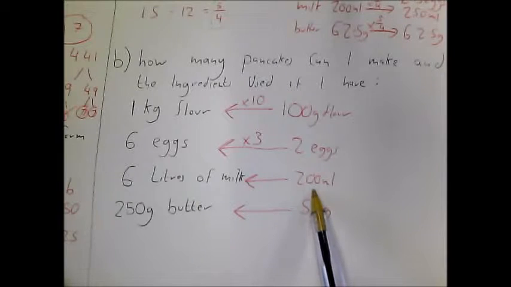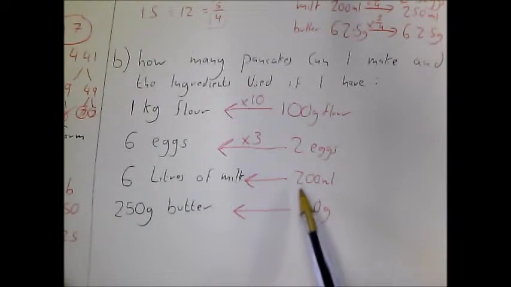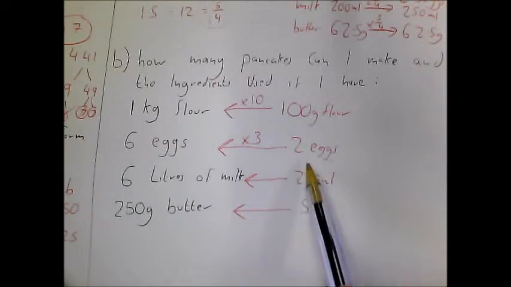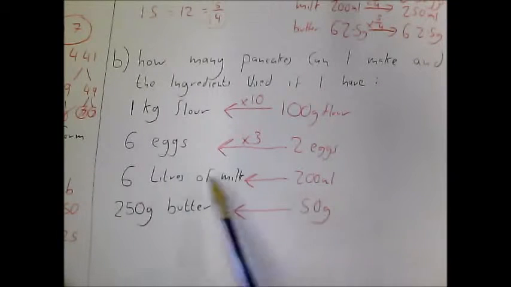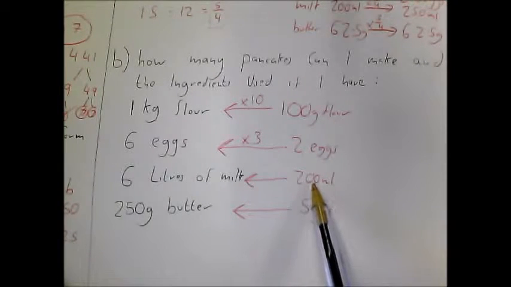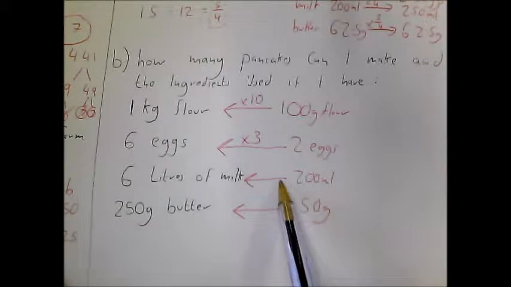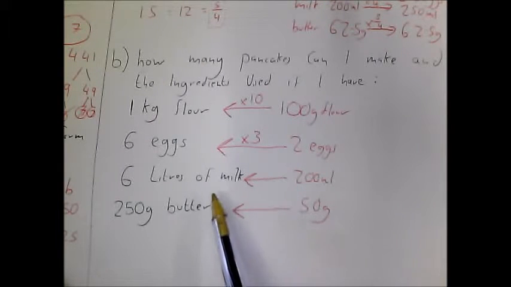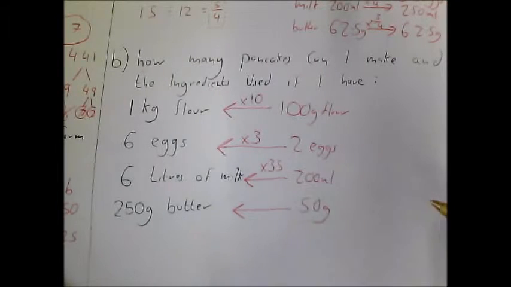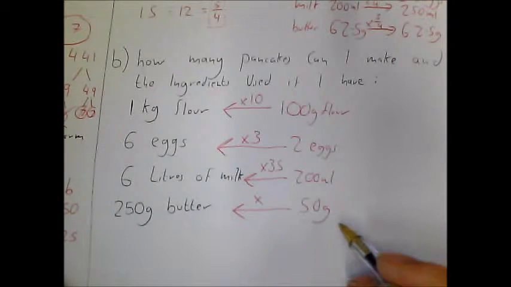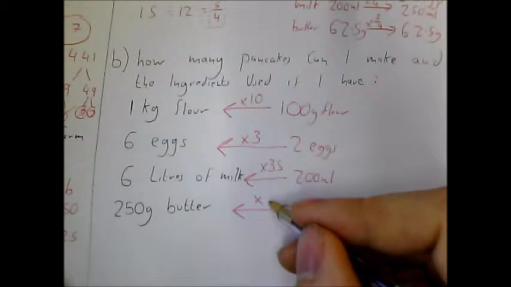And to go from 200 millilitres to 6 litres. Now, I know that there's 1,000 millilitres in a litre. So if I multiply 200 by 5, that'll give me 1 litre. So I need to multiply that by 6, which is the same as multiplying by 30. Okay, multiplying by 5 then 6 is the same as multiplying by 30. And then here, to go from 50 to 250, I multiply by 5.